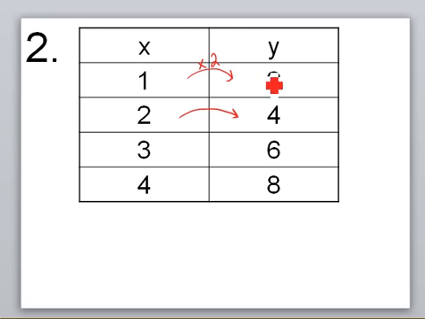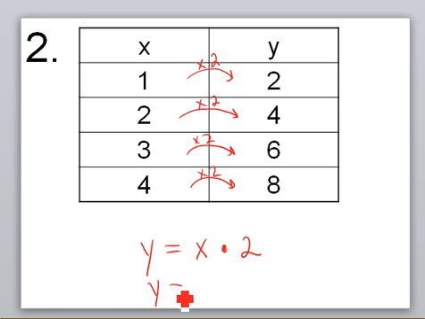1 times 2 is 2. Is 2 times 2 4? Yes, it is. Is 3 times 2 6? Yes. Is 4 times 2 8? Yes, it is. So the pattern is that it's being multiplied by 2 every time. So we'll write y equals the x value and then the pattern, times 2. Now, we don't typically see it written this way, so we'll go ahead and rewrite this as y equals 2x.